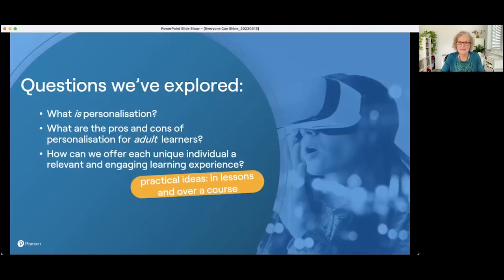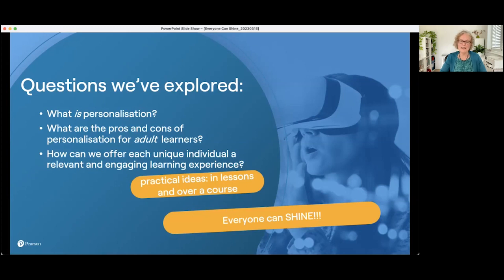Okay, so we're nearing the end now, and we've been looking at these questions. What is personalisation? Pros and cons of personalisation for adult learners, and how can we offer each unique individual a relevant and engaging learning experience? We've had practical ideas in lessons and over a course. And the title of it, Everyone Can Shine.